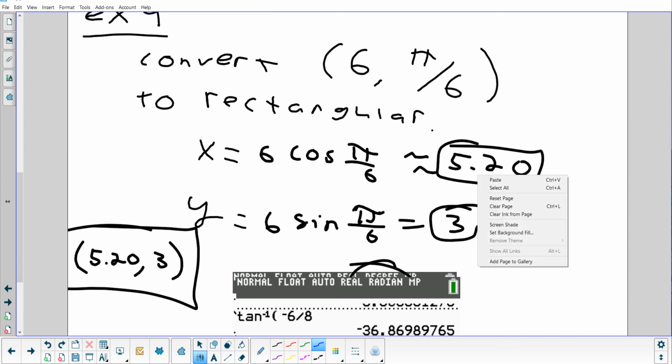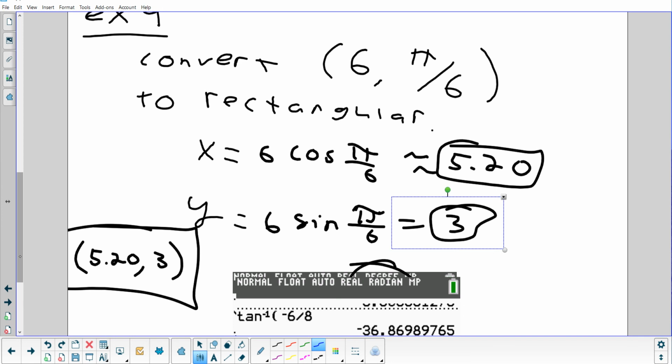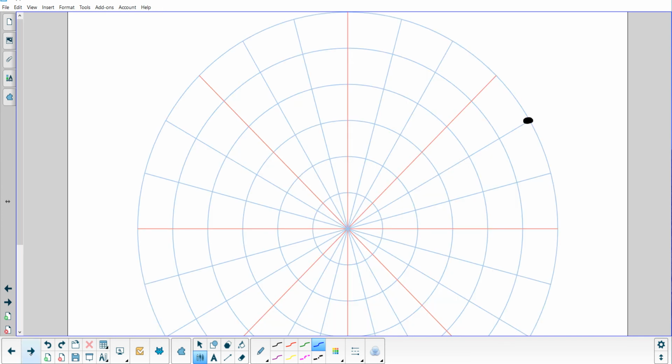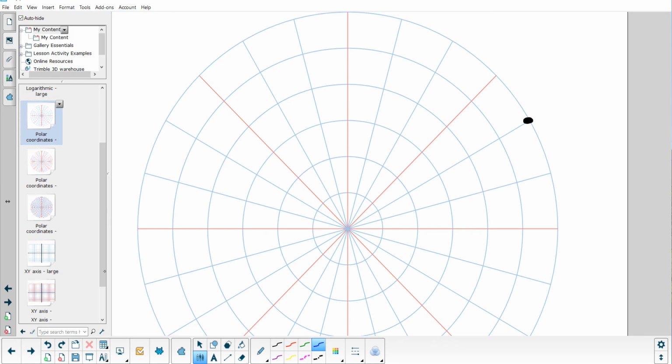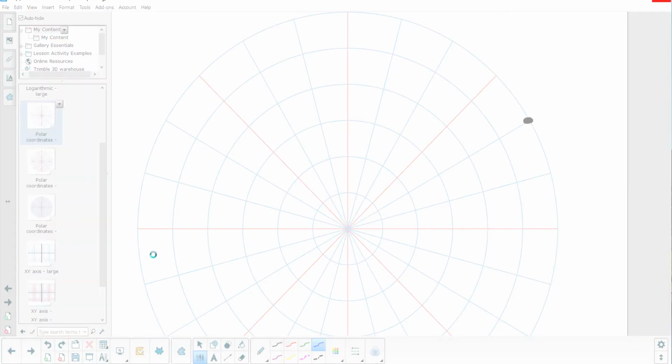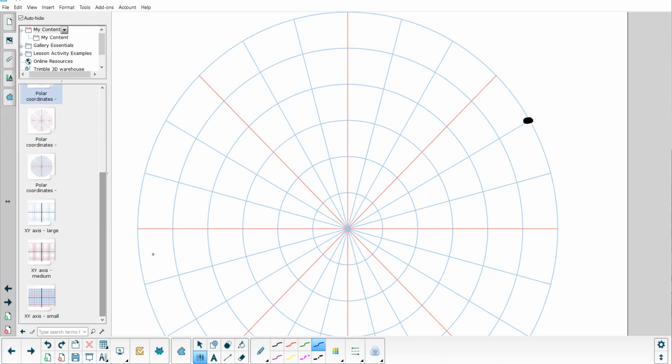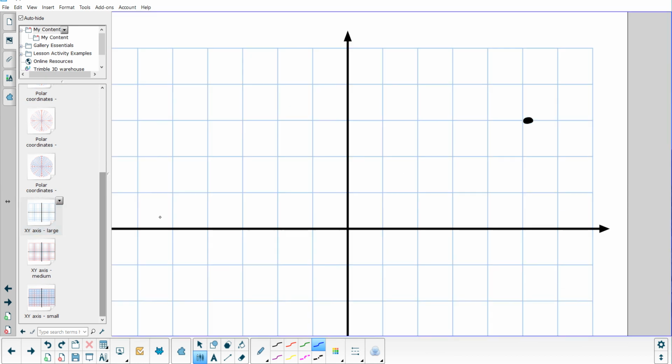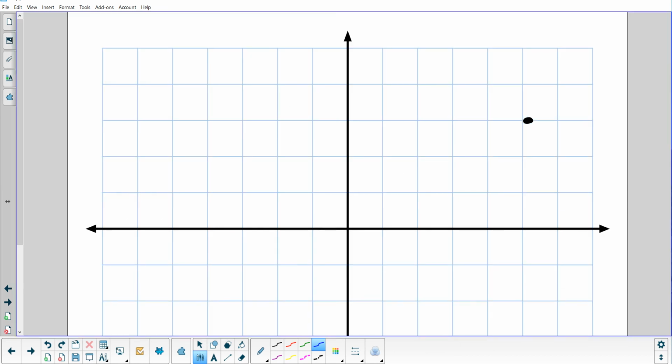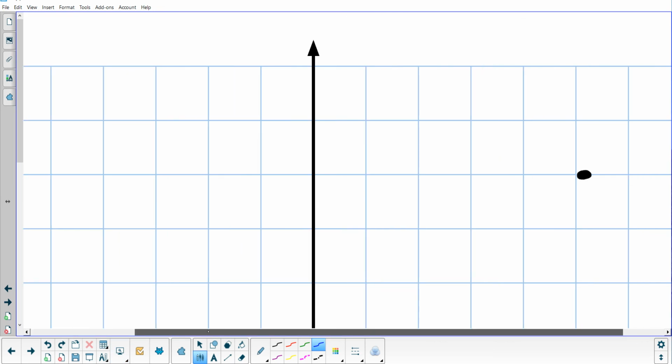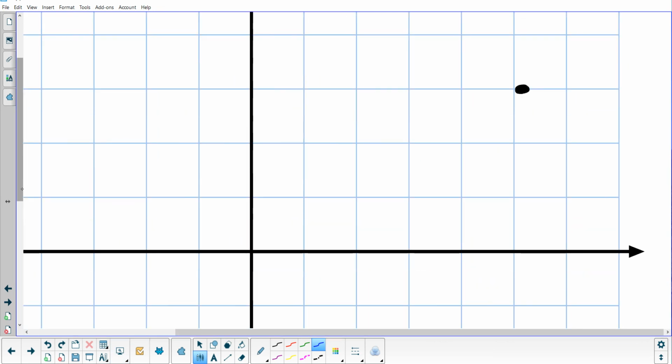Well, let's see. So remember those two numbers, 5.2 units right, 3 units up. Does that point look like it's a little bit more than 5 units right and exactly 3 units up? Yeah. So that's a way I can check the answer on here by changing the background behind it, not really something you can do on paper. But that's exactly where it should be, 5.2 comma 3. Any questions on that?